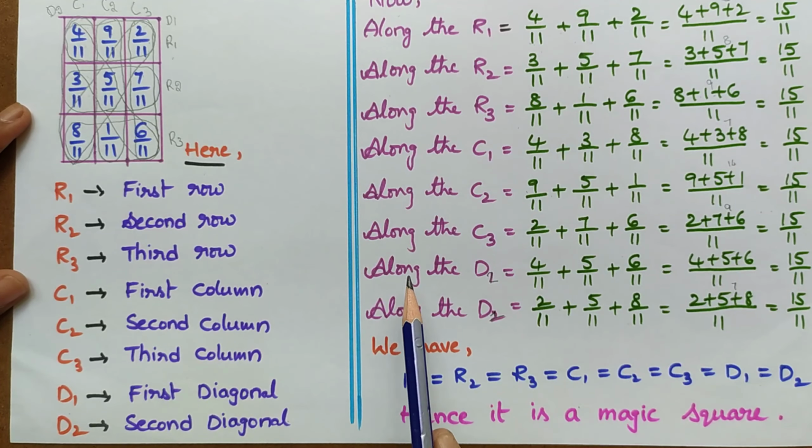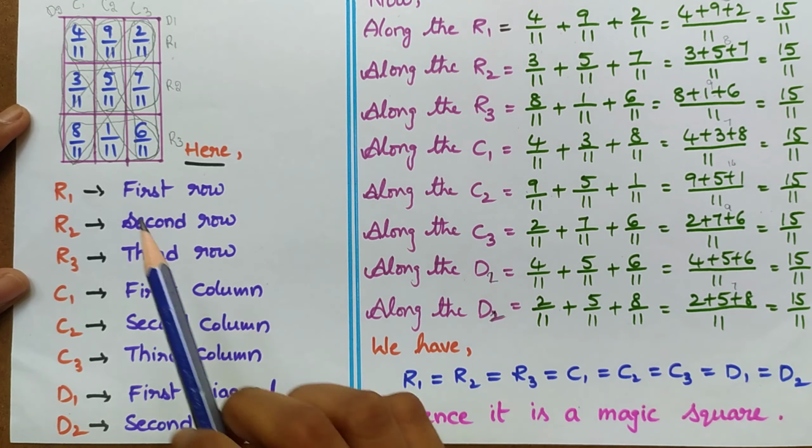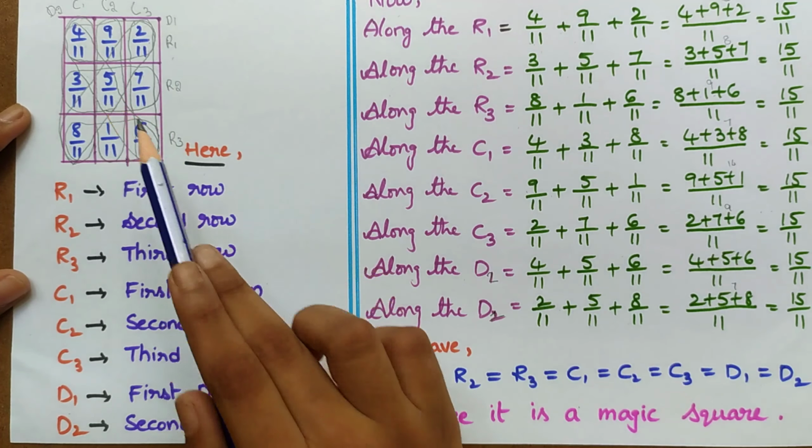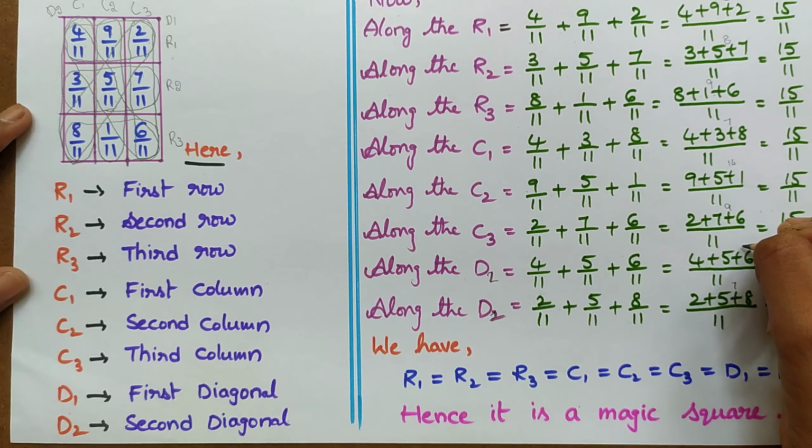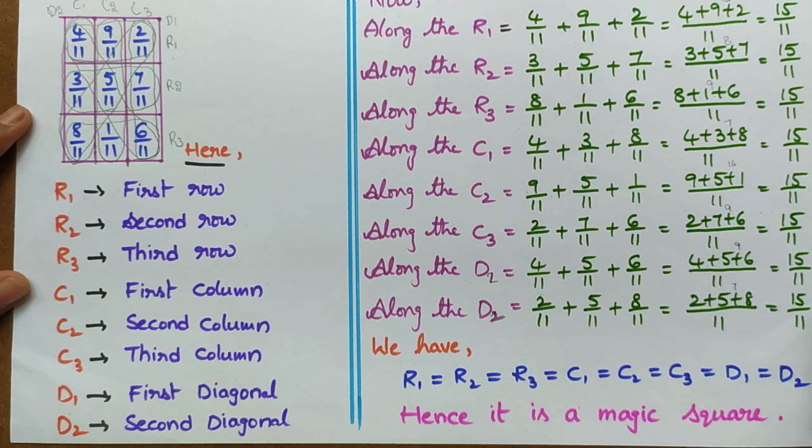Now let us see along the D2. So it is 4 by 11 plus 5 by 11 plus 6 by 11. Therefore the sum of its elements is equal to 4 plus 5 plus 6 by 11, as they are like fractions, the denominator is 11. And 4 plus 5 plus 6 is equal to 4 plus 5 is 9, and 9 plus 6 is 15, so 15 by 11.